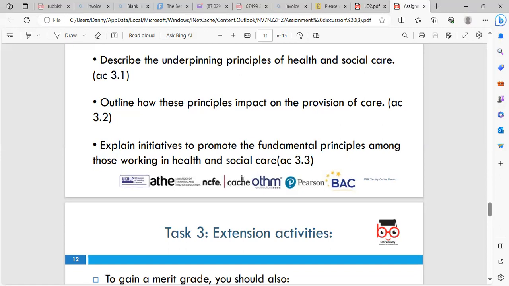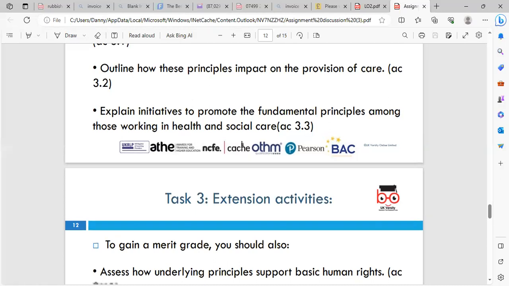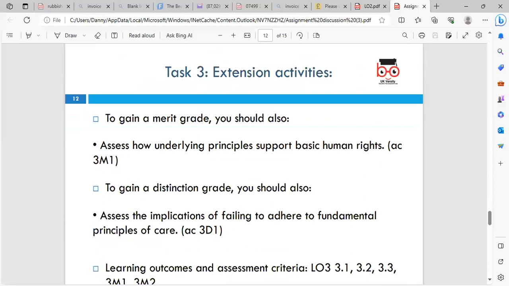And then finally, you have to explain the initiatives that promote the fundamental principles among those working in health and social care. What are the initiatives that promote the fundamental principles that you have mentioned in your 3.1? What promotes those fundamental principles? You can get all that information in it.